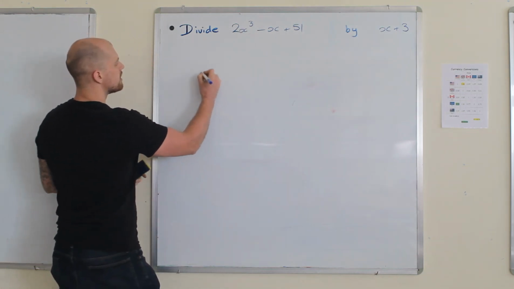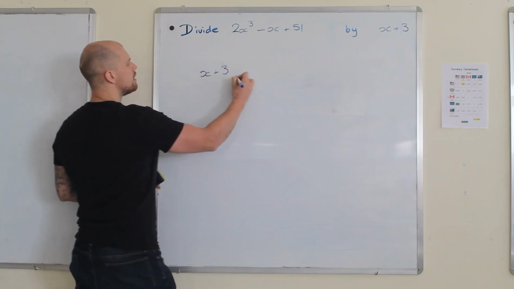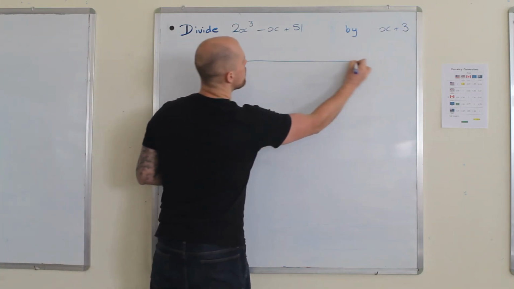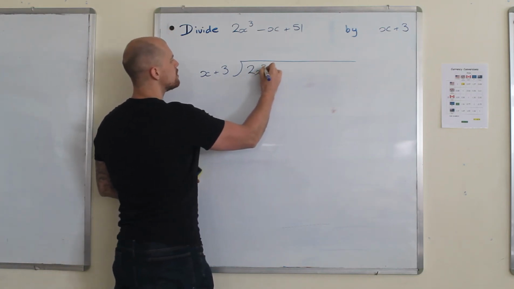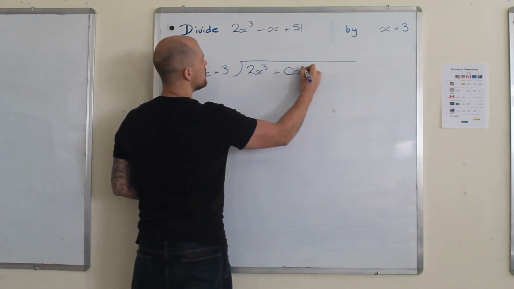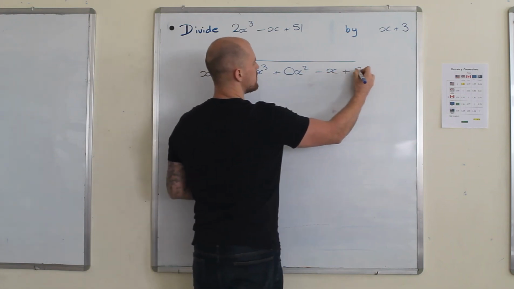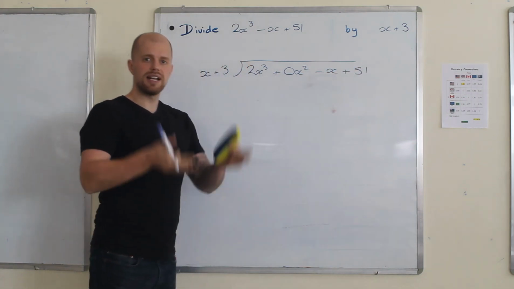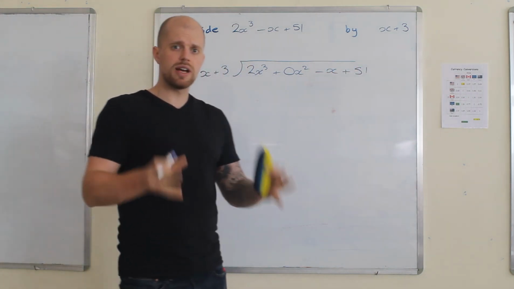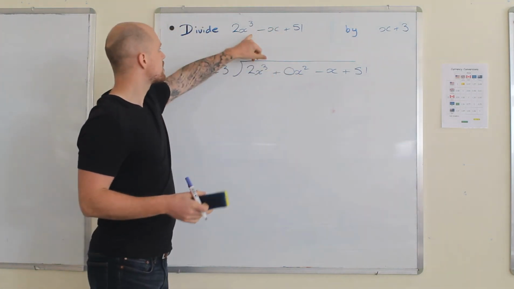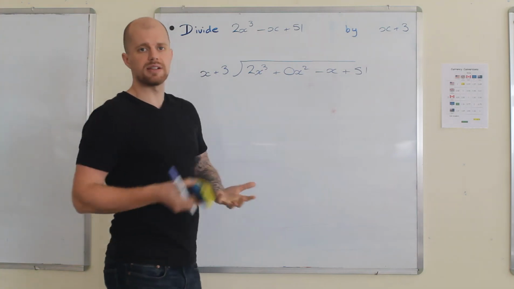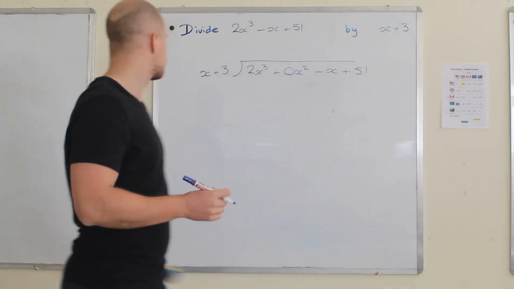We've got a bus stop method again, so we've got x plus 3. But if you have a 0 in there, remember what I was saying before, you still need to write it down. So with 2x cubed, we have no x squareds, we have minus x and 51. Now what this will do is allow us a place to write the rest of the x squareds. Because I will have x squareds coming out, just because there's no x squared here doesn't mean I won't have an x squared in the rest of my terms.